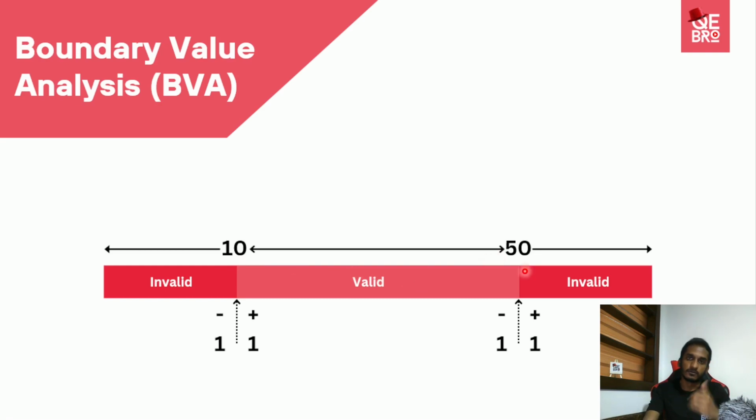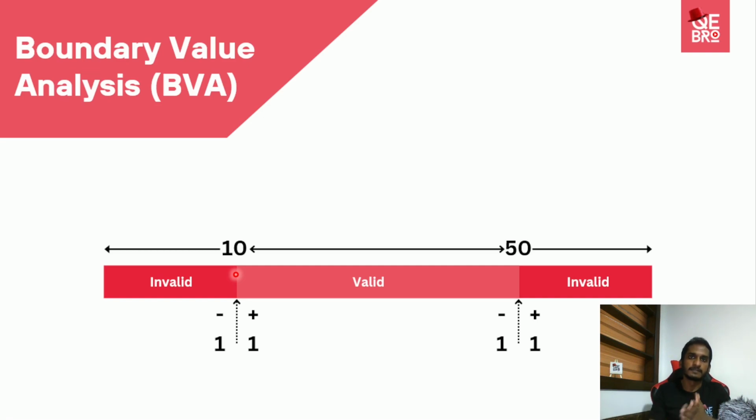In equivalence partitioning, I said you need to pick one value or a couple of values from each partition randomly. But boundary value analysis gives a more proper approach, saying which values you need to pick. It says you need to pick values at the boundary, because most of the time these boundary values are more error prone in our application.